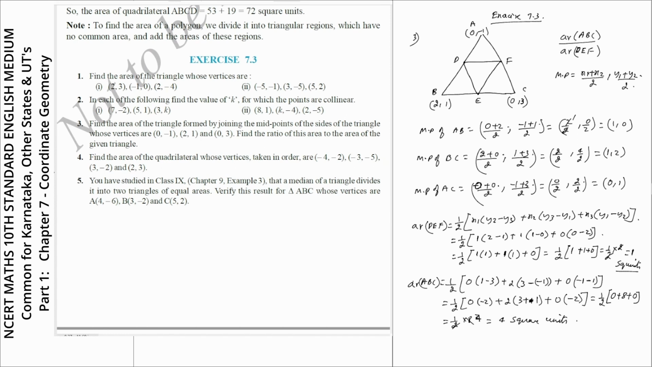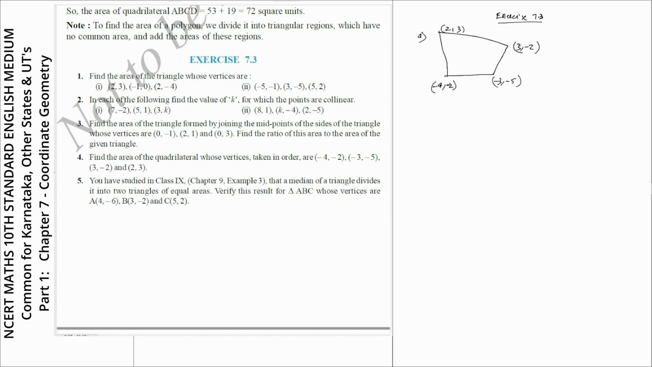So what is the given question? We should find the ratio of the area of the triangle to the area of the given triangle. That means area of DEF by area of ABC is equal to 1:4. Area of DEF I got as 1 square unit, and area of ABC I got as 4 square units. So the ratio of the areas is 1:4.